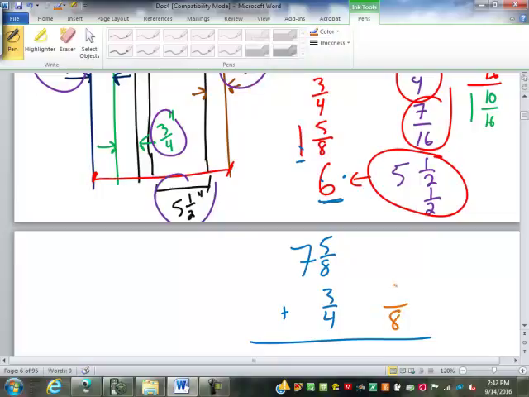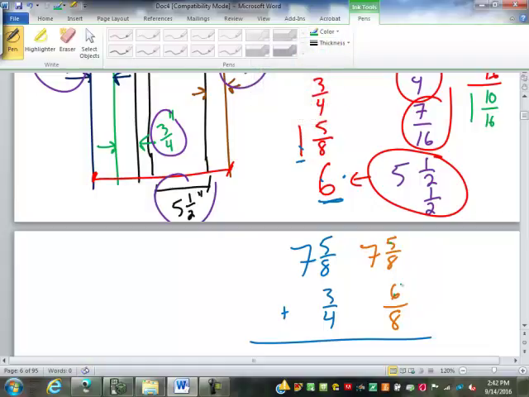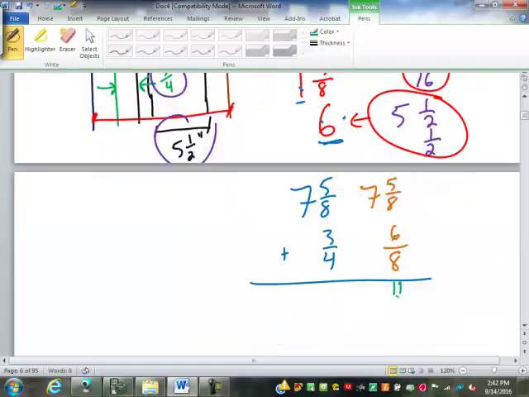3/4 can be changed into 6/8. So 5 and 6 make 11/8, which is 1 and 3/8. I will keep my 3/8, carry my 1. 1 and 7 makes 8. How many of you had 8 and 3/8 inches for that wall thickness? Good deal.